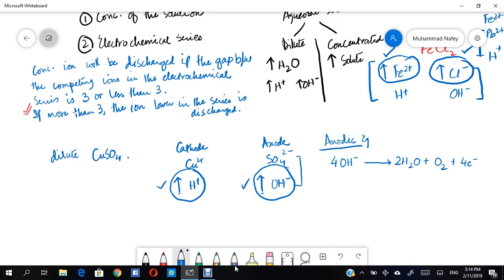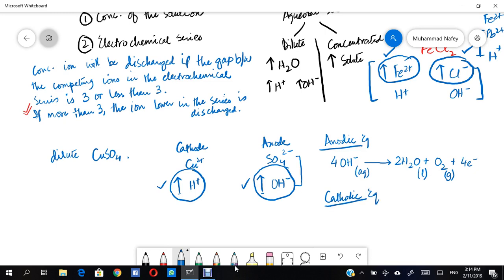Since it's an ionic equation, we'll write the state symbols. Aqueous. H2O is liquid, no? It's a pure substance, so we'll write liquid here and not aqueous. And oxygen is a gas, so we'll write g here. Done. Now let's come to the cathodic side of the reaction.